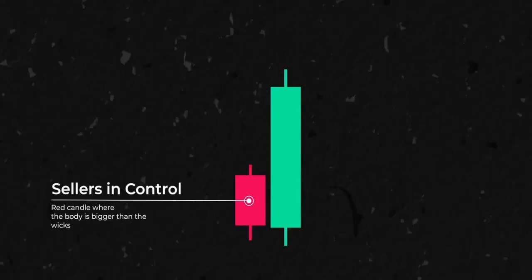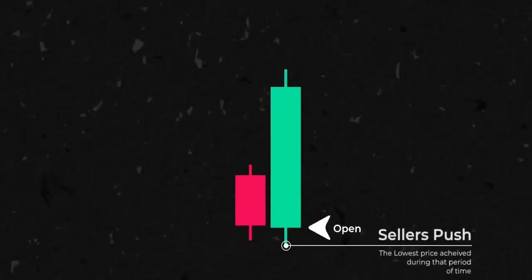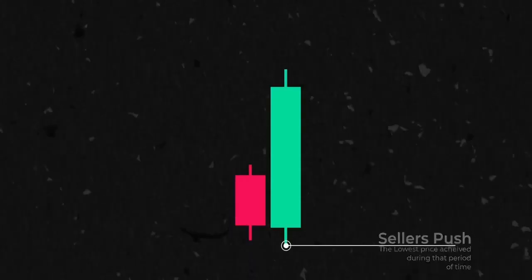The psychology behind this pattern is pretty simple. The sellers were in control during this red candle. Then, as the new candle opened, the sellers took the price lower. It broke the previous low, and suddenly the buyers stepped in.